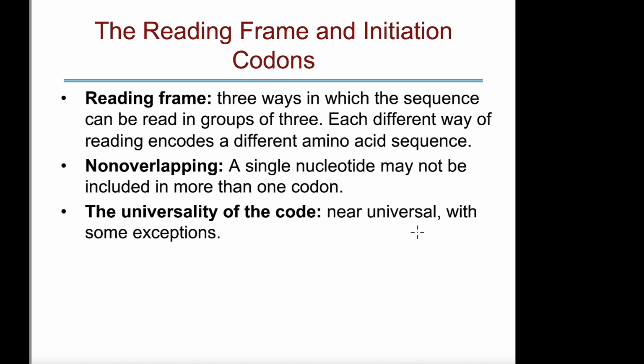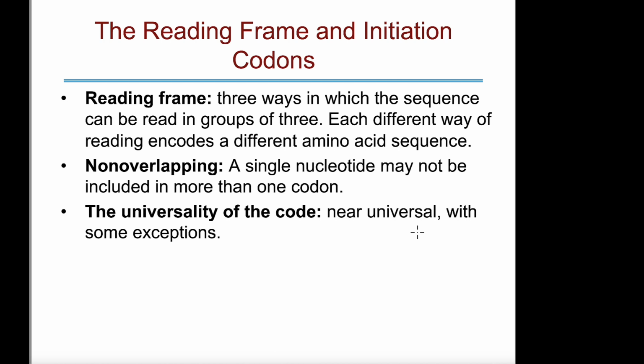The last component that we talked about in that slide was the reading frame and the initiation codons. With the reading frame, there are 3 ways in which the sequence can be read in groups of 3. Each different way of reading encodes a different amino acid. So when you're talking about a reading frame, it's referring to the 3 bases read together from left to right in a non-overlapping manner. If one nucleotide is part of one codon, it cannot overlap with another codon. It is read consistently without any pauses or commas.